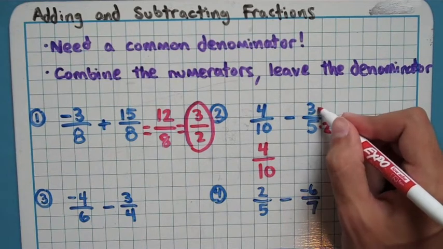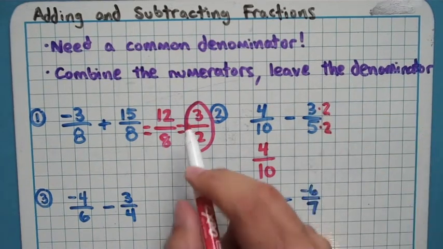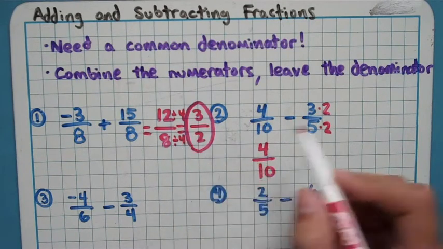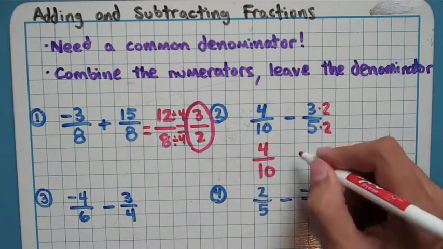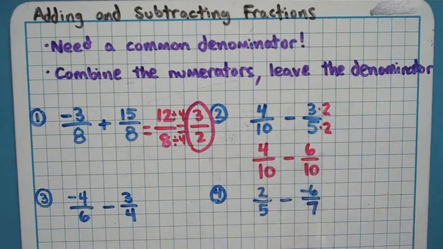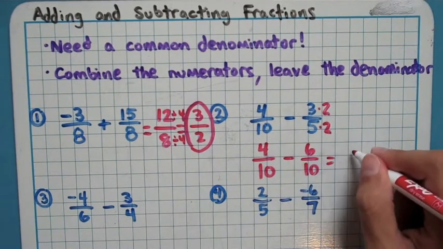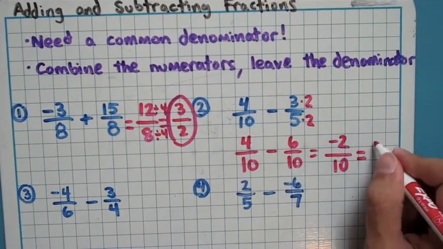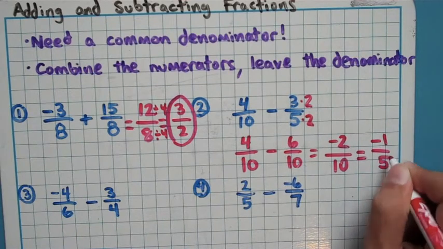If you do it to the bottom, you have to do it to the top as well. It's kind of like reverse reducing. Here we divided both parts by 4. Here we decided to multiply both parts by 2. So I keep my minus sign, I get 6 over 10 here. And now I have the same bottom number, I just subtract. I end up with negative 2 over 10, which if I reduce that, I'm going to end up with negative 1/5.